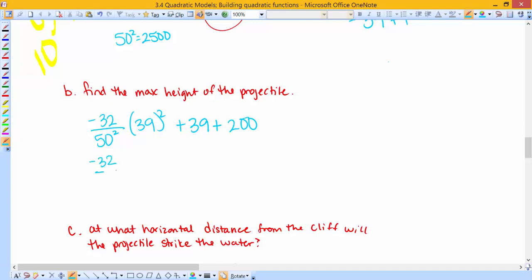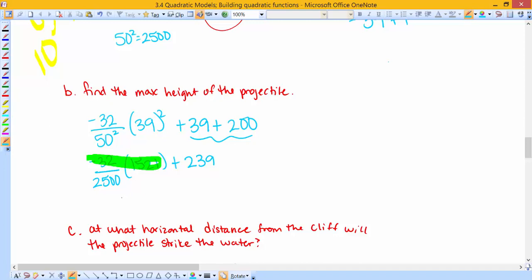So it's negative 32 over 2,500. Now 39 squared is 1521. And this is plus 239. So I've just combined those. So I am going to multiply the 32 and the 1521. Whew. 1521 times negative 32 gives me negative 48,672.